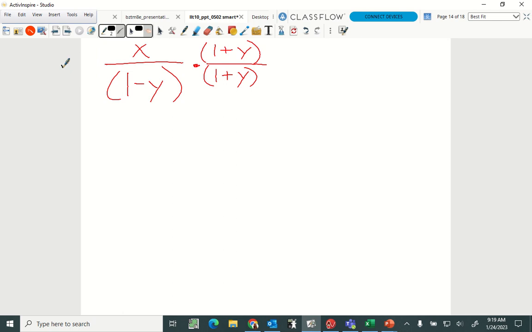Okay? 1 plus y divided by 1 plus y is going to give me 1. I have the same thing on top and bottom. So if I multiply anything by the value of 1, I always get the same thing. So I'm not changing the value, I'm changing the way this looks. So on top, I'm just going to put those together: x quantity 1 plus y. But on the bottom, I'm going to do the full distribution.